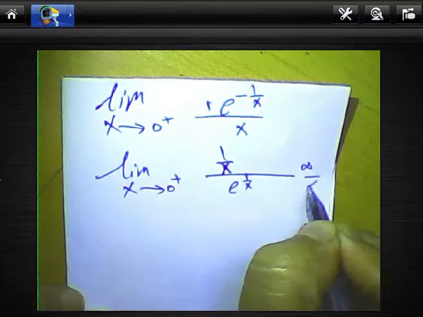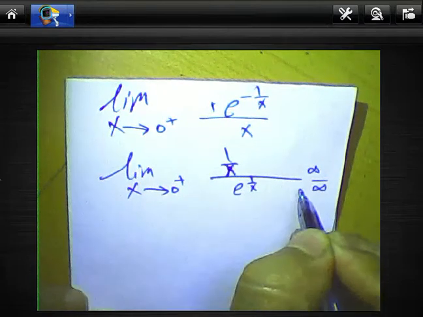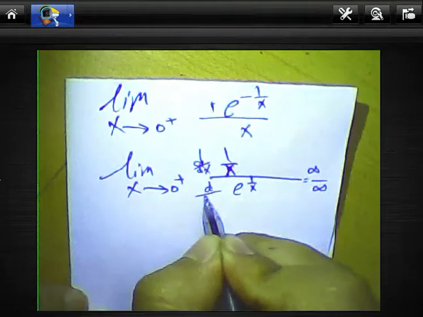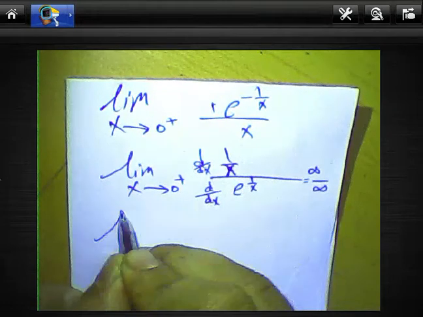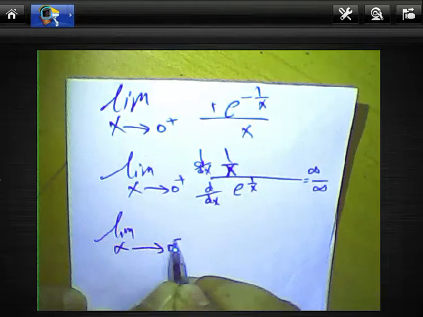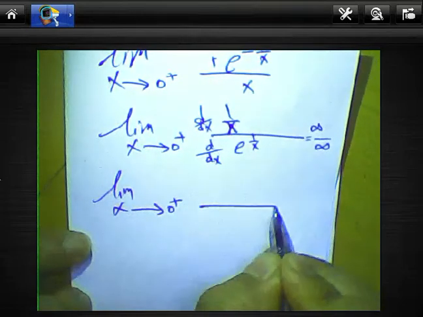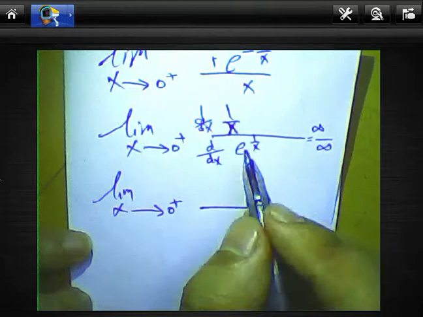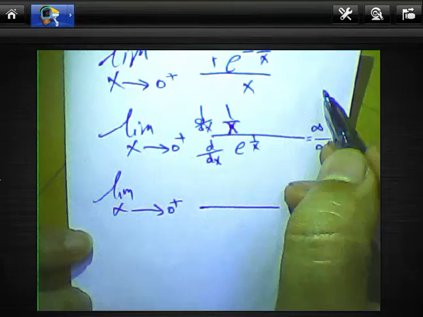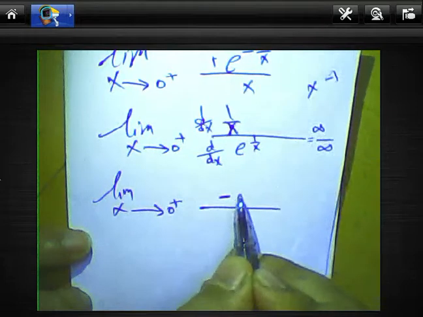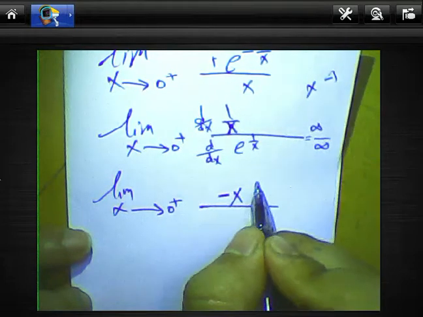e to the power infinity equals infinity. So we must use the derivative of the numerator and denominator. So we can write the limit as x approaches 0 plus. We find the derivative of 1 over x. We know 1 over x means x to the power negative 1. We drop the power, negative 1, and x to the power negative 1 minus 1 equals negative 2.